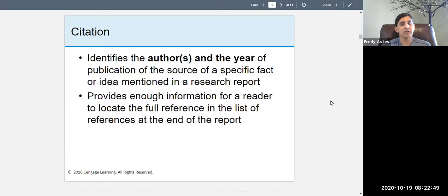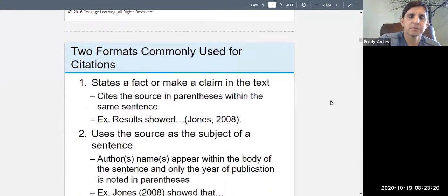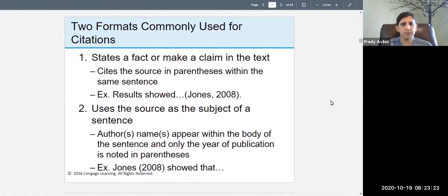Any ideas that are not your own, any research, whenever there are any stats mentioned, any percentages, any numbers or anything like that, that means that came from somewhere. Give credit to the author. You need to provide enough information for the reader to locate the full reference in the list of references at the end of the research report. So if the reader wants to look up that source later on, they can. And this is the way you provide the reader with a proper citation.